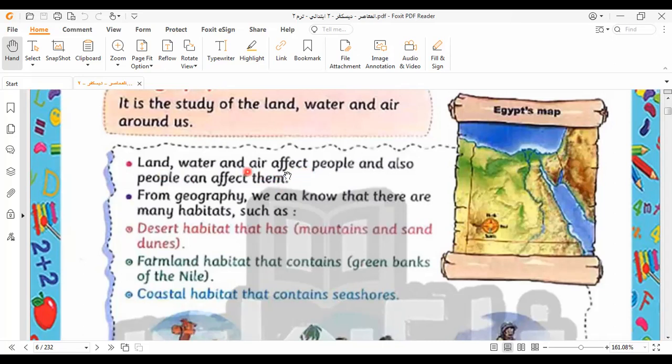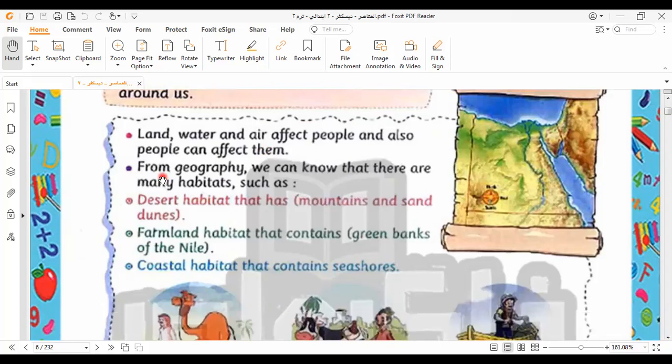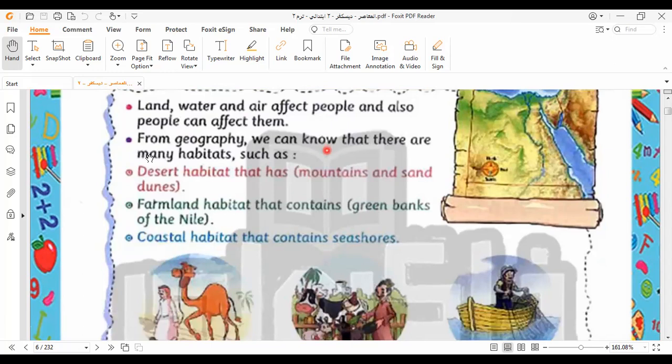We have land, water, and air affect people, and also people can affect them. From geography, people affect land because they cultivate land. When they grow crops, they benefit from these crops. From geography, we can know that there are many habitats, such as desert habitat that has mountains.